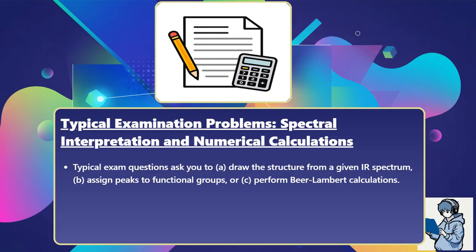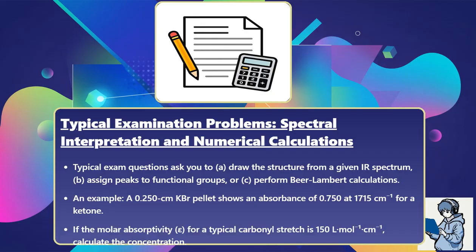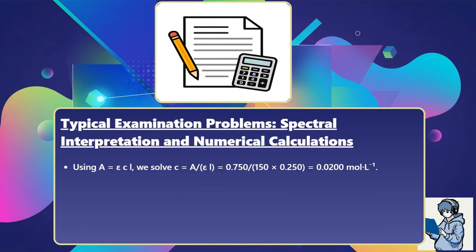Perform Beer-Lambert calculations. An example: a 0.250 centimeter KBr pellet shows an absorbance of 0.750 at 1,715 inverse centimeters for a ketone. If the molar absorptivity, epsilon, for a typical carbonyl stretch is 150 liters per mole per centimeter, calculate the concentration. Using A equals epsilon C L, we solve C equals A divided by epsilon L, equals 0.750 divided by 150 times 0.250, equals 0.200 moles per liter.